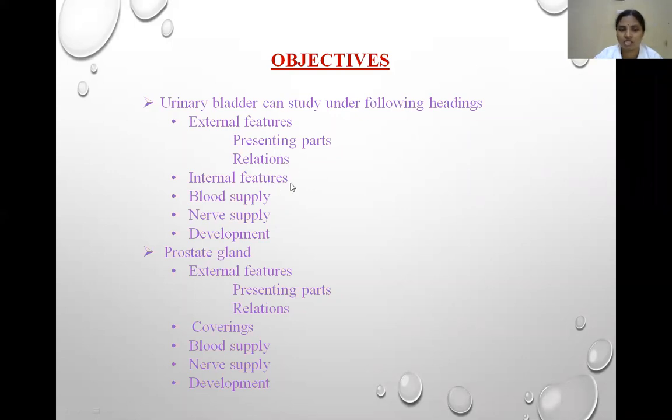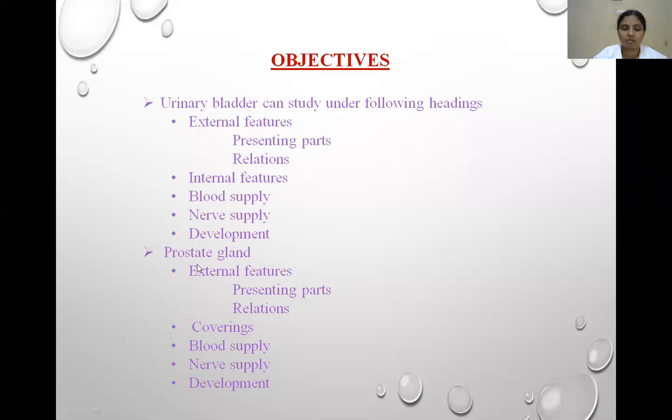Then internal features. In the case of the urinary bladder, the interior presents some specific features. What is that important feature in the internal aspect of the bladder? We'll see in detail. Then blood supply, nerve supply, and the development.